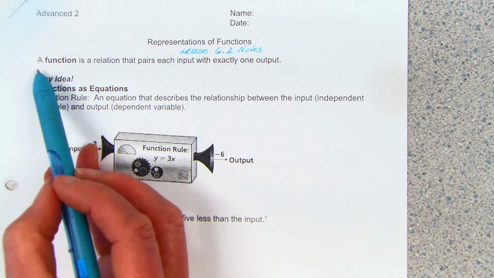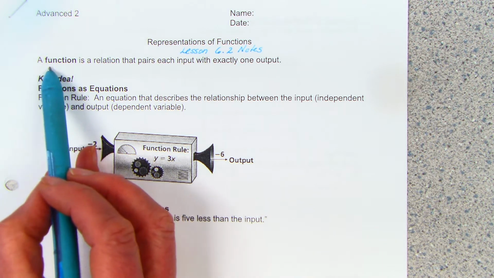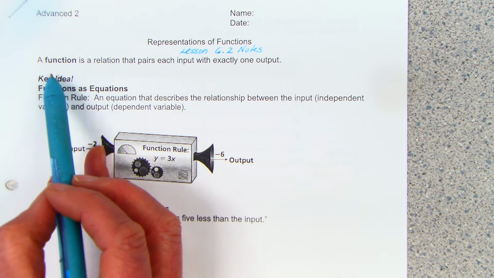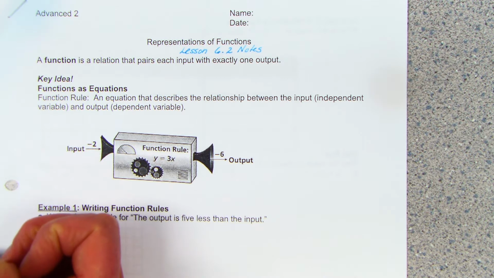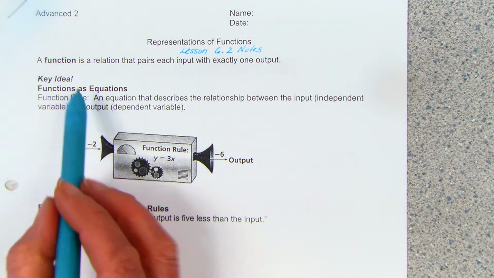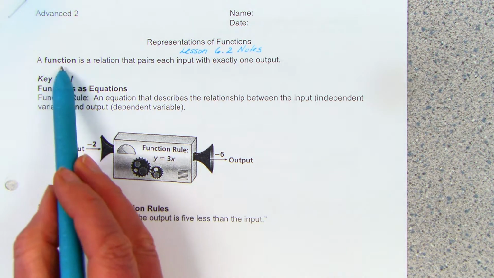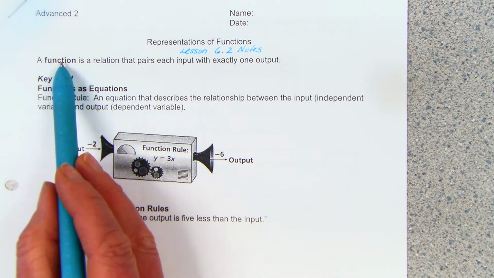The most important idea from 6.1 is this, that a function is a relation that pairs each input with exactly one output. So the nice thing about chapter 6 is that it's fairly easy. It is all information that you already know. It just adds some new vocabulary. So the new vocabulary that we're adding is functions. So we're going to start talking about equations as functions, okay?